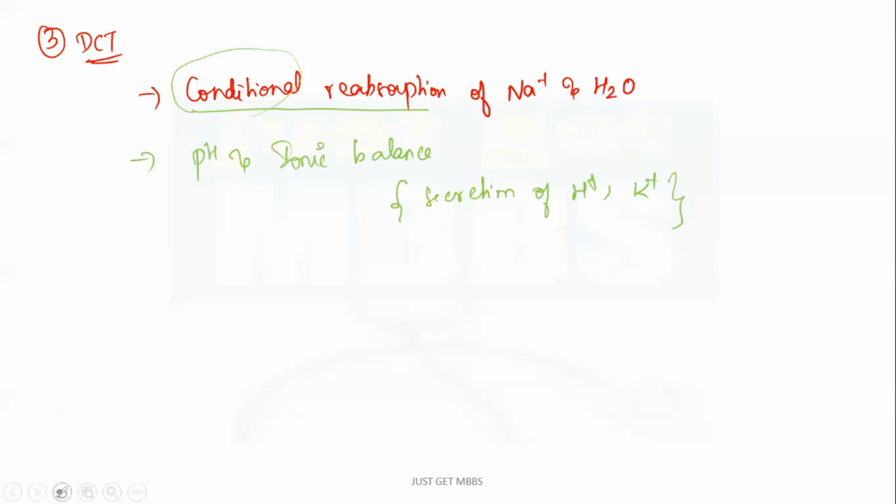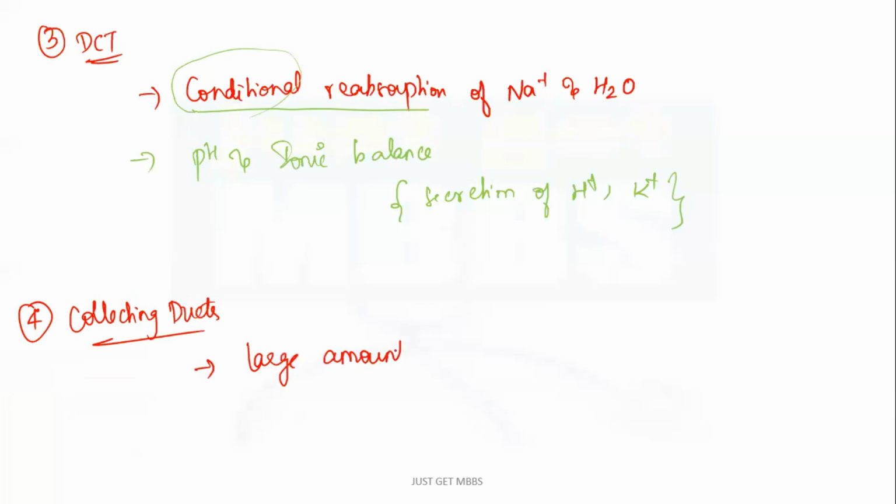The last one is your collecting ducts. With respect to collecting ducts, what you must know are 2 things: large amounts of water and some amounts of urea are reabsorbed only in the collecting duct, because the incoming fluid from DCT is going to be extremely diluted because of the permeability of ascending limb of loop of Henle, right? So there is going to be extreme dilution happening in the DCT. So when it comes to collecting duct, there has to be concentration.